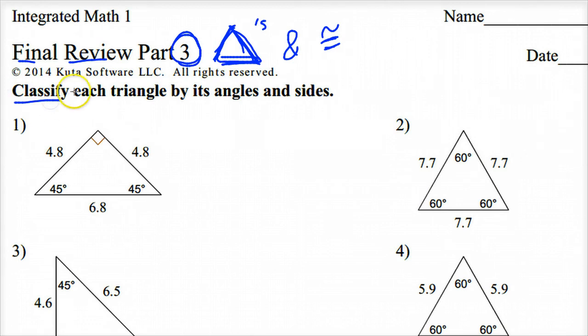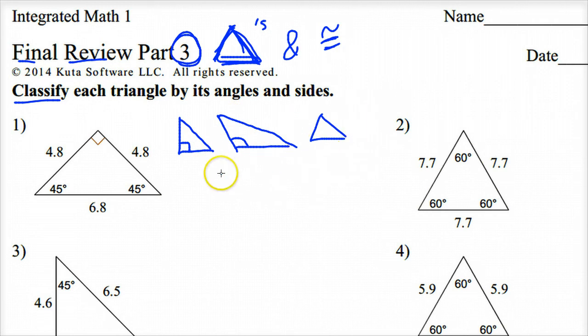So first, classify each triangle. Well, we might have a triangle that's got a big angle or little angles or a perfectly square angle. And when we look at these, we see, oh, this is right. Oh, this is obtuse because it's bigger than a right angle. And then this would be acute because it's not that big. And then we can have some other things. We can have some congruence.